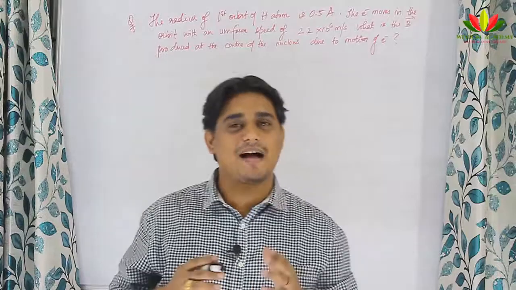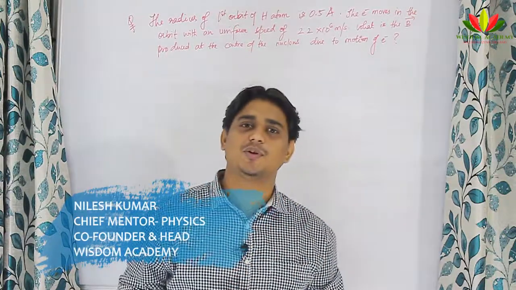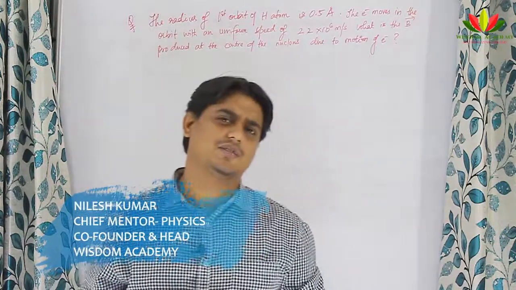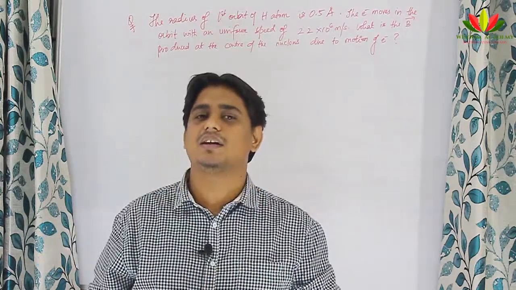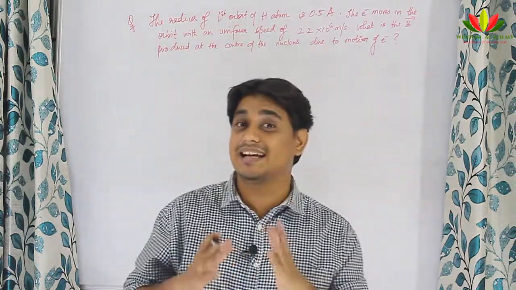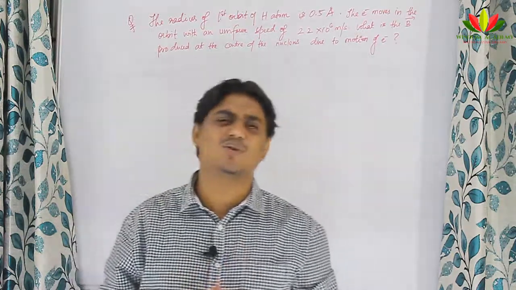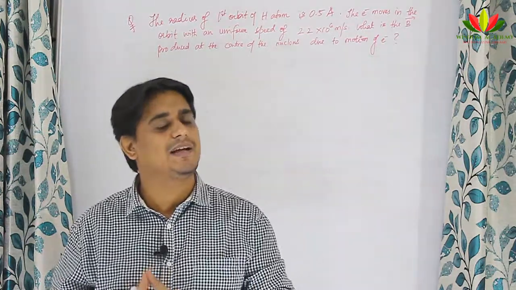We are learning magnetic effects of electric current. In the previous video, you have learnt about the applications of Biot-Savart law. I said Biot-Savart law is for finding the magnetic field due to a current element. And what was that? dB is equal to mu naught by 4 pi I dl sin theta by r square.